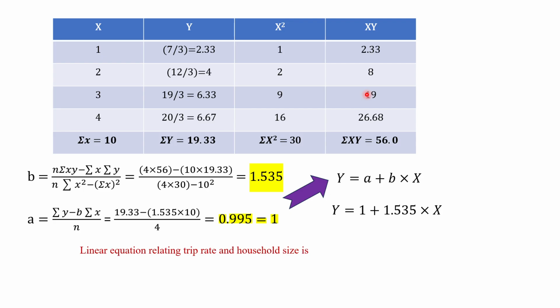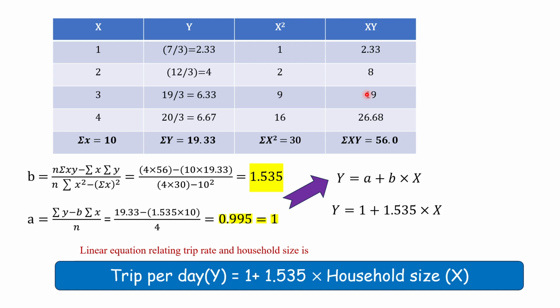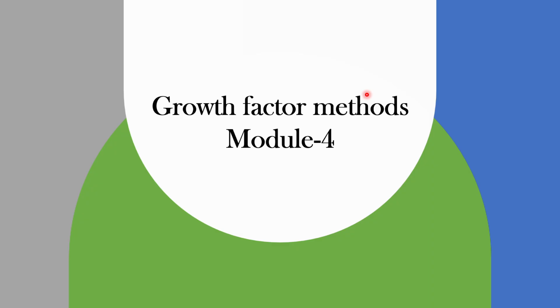So the linear equation which relates trip rate and household size is trips per day, which is y is equal to 1 plus 5.35 into household size x. So this is the equation that is to be developed. So that is all about linear regression.